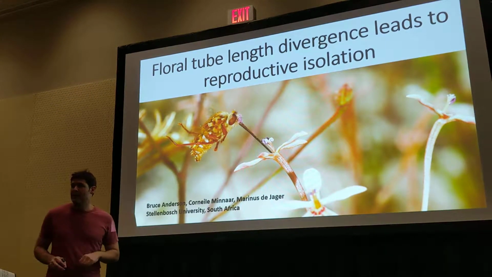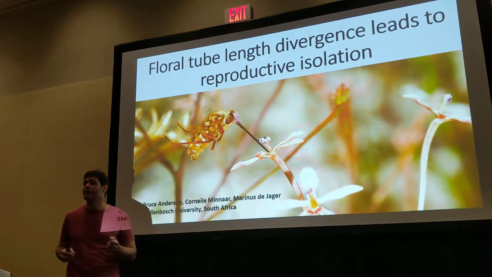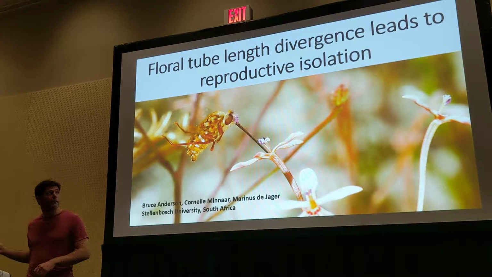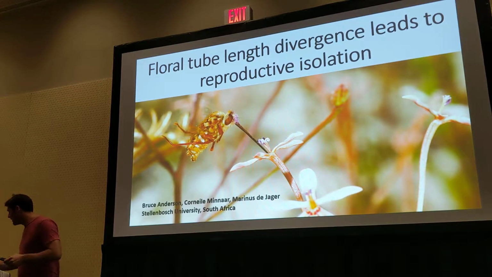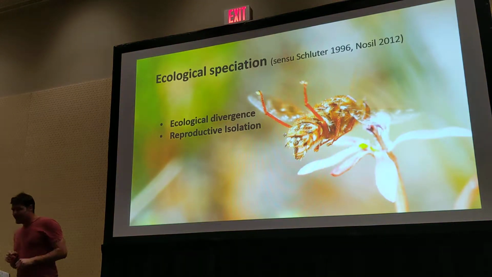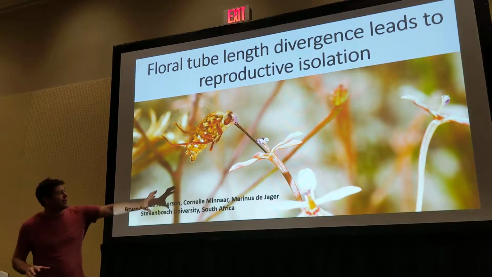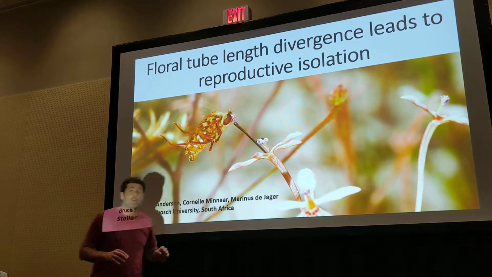So I'm going to be talking about floral tube length divergence and how this can potentially result in reproductive isolation. And I'm going to be talking about this system over here, which is a plant called Lapeirousia anceps.